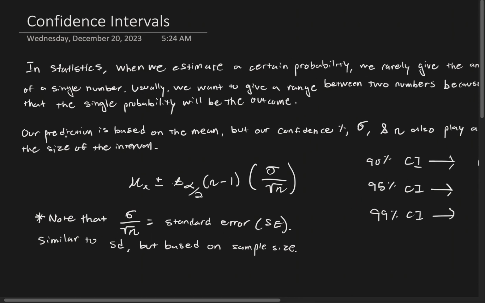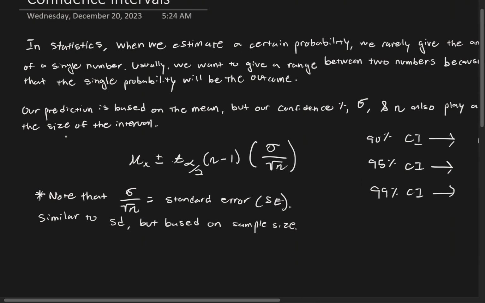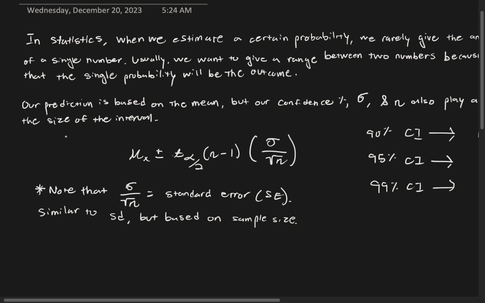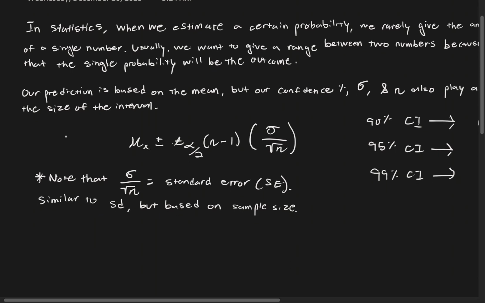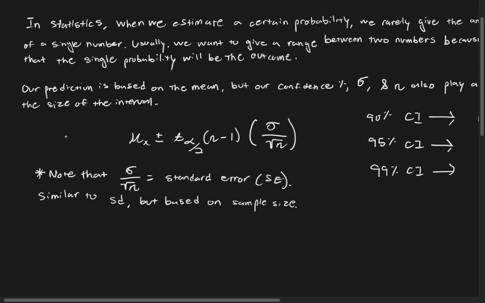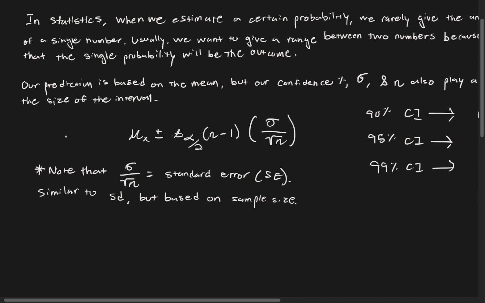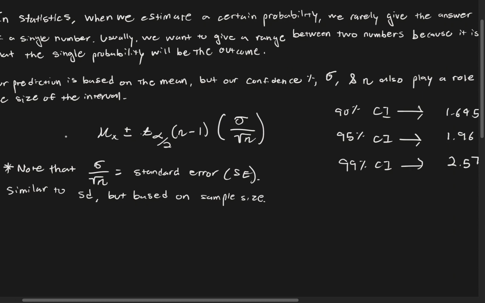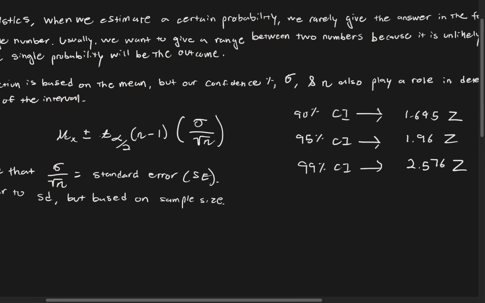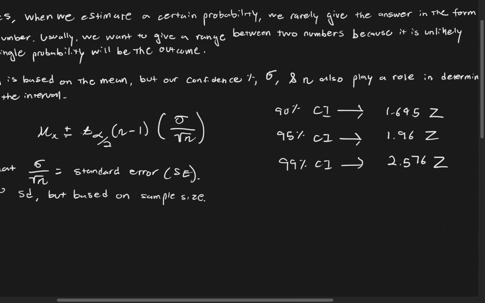And that's where confidence intervals become useful, because a confidence interval gives a range around the mean. We base our prediction around the mean, but also on how confident we want to be, as well as the standard deviation and the sample size.